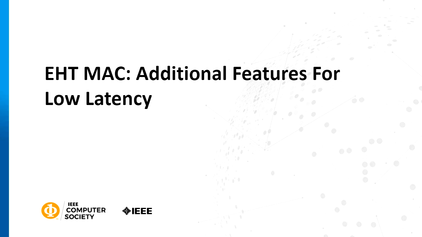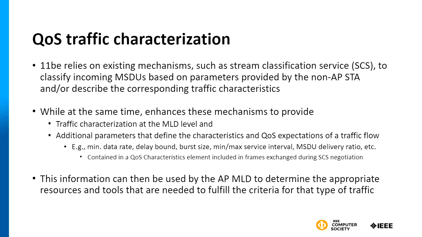So, additional features. Quickly focusing on the low latency perspective, to essentially help an access point make determinations in terms of what traffic is going to be prioritized with respect to other traffic, we rely on legacy mechanisms such as stream classification services to classify incoming MSDUs. MSDUs are essentially the frames that are coming from the higher layers.